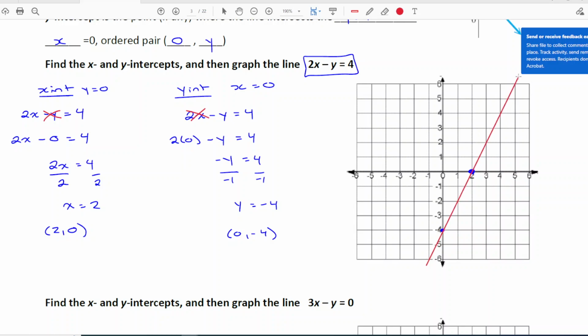I'm going to connect those 2 points like that. And another thing you should add is arrows on the end. I didn't do that on the last graph. It shows that this goes on and on forever. So some teachers insist on the arrows, some don't care.